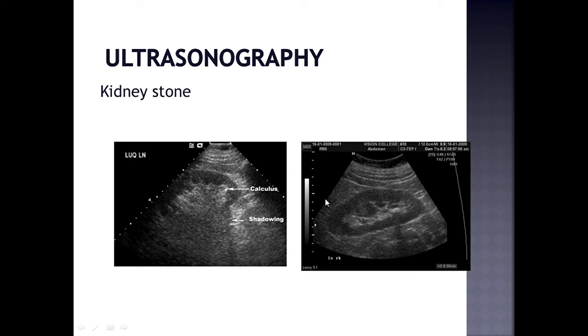So these are the USG pictures of kidney, where we see a well-defined bright spot. That is a well-defined hyperechoic spot. By hyperechoic, I mean very bright, casting posterior acoustic shadow. That is how we diagnose renal calculus. Here also there is a calculus, a hyperechoic linear structure casting posterior acoustic shadowing.